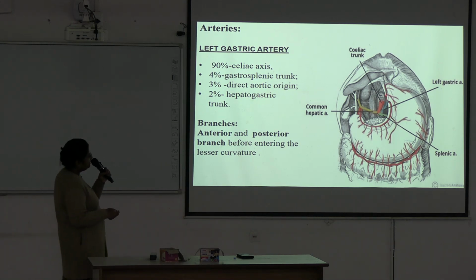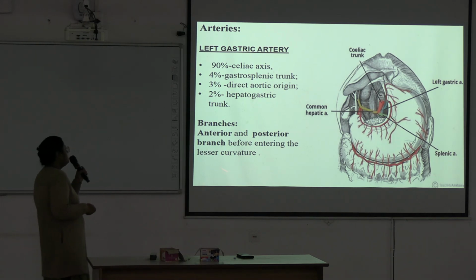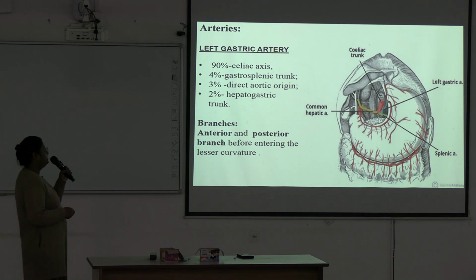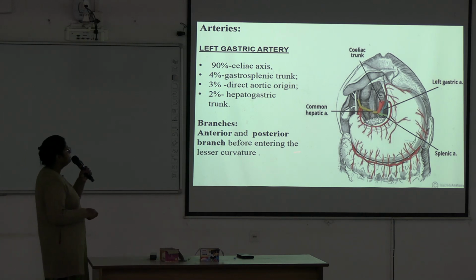So here is the left gastric artery, the bluish colored one here. It has anterior and posterior branches before entering the lesser curvature of the stomach.